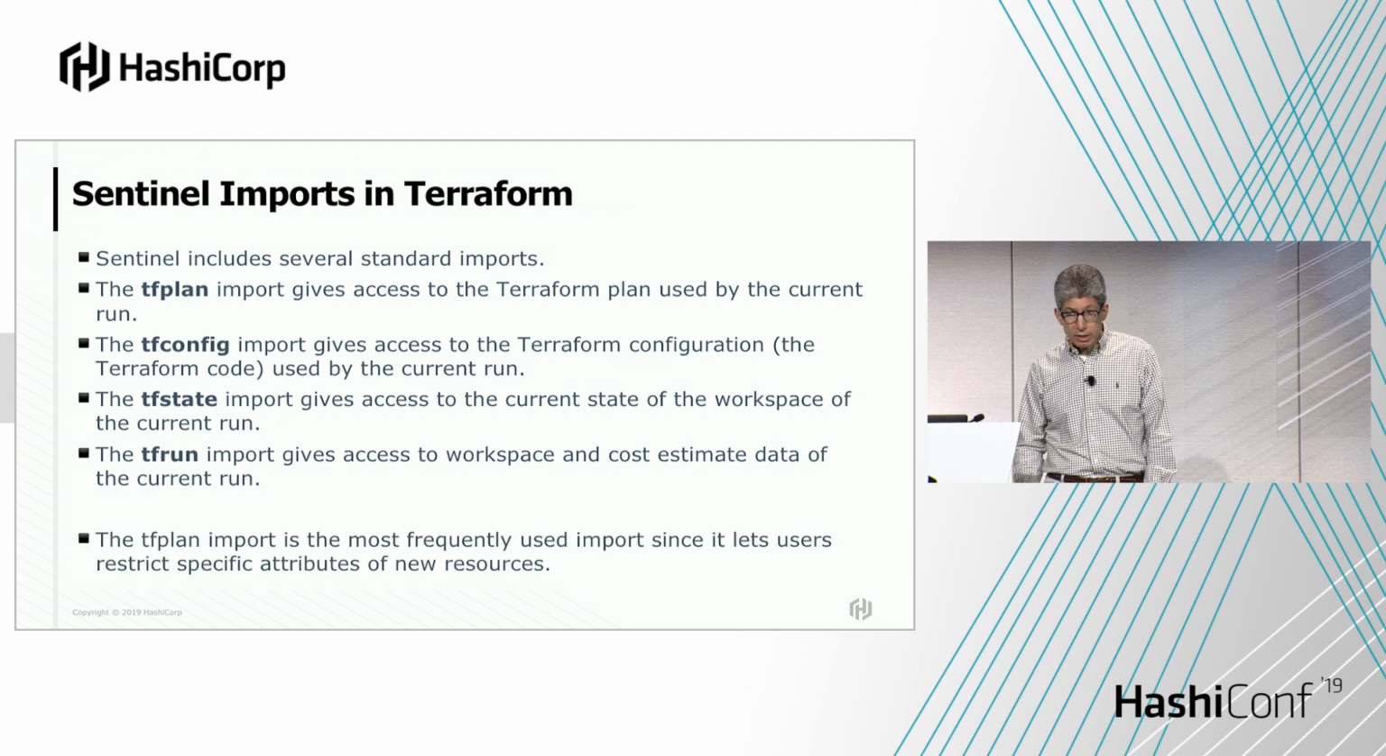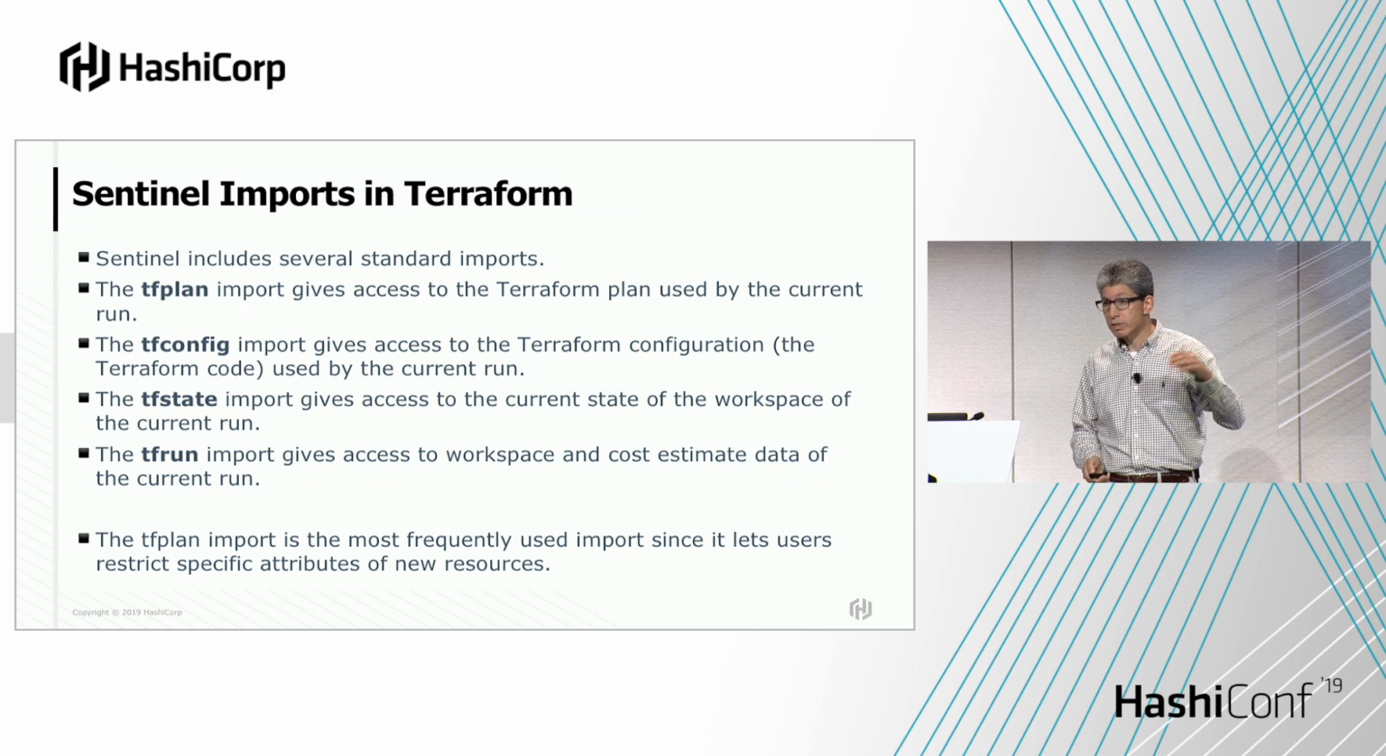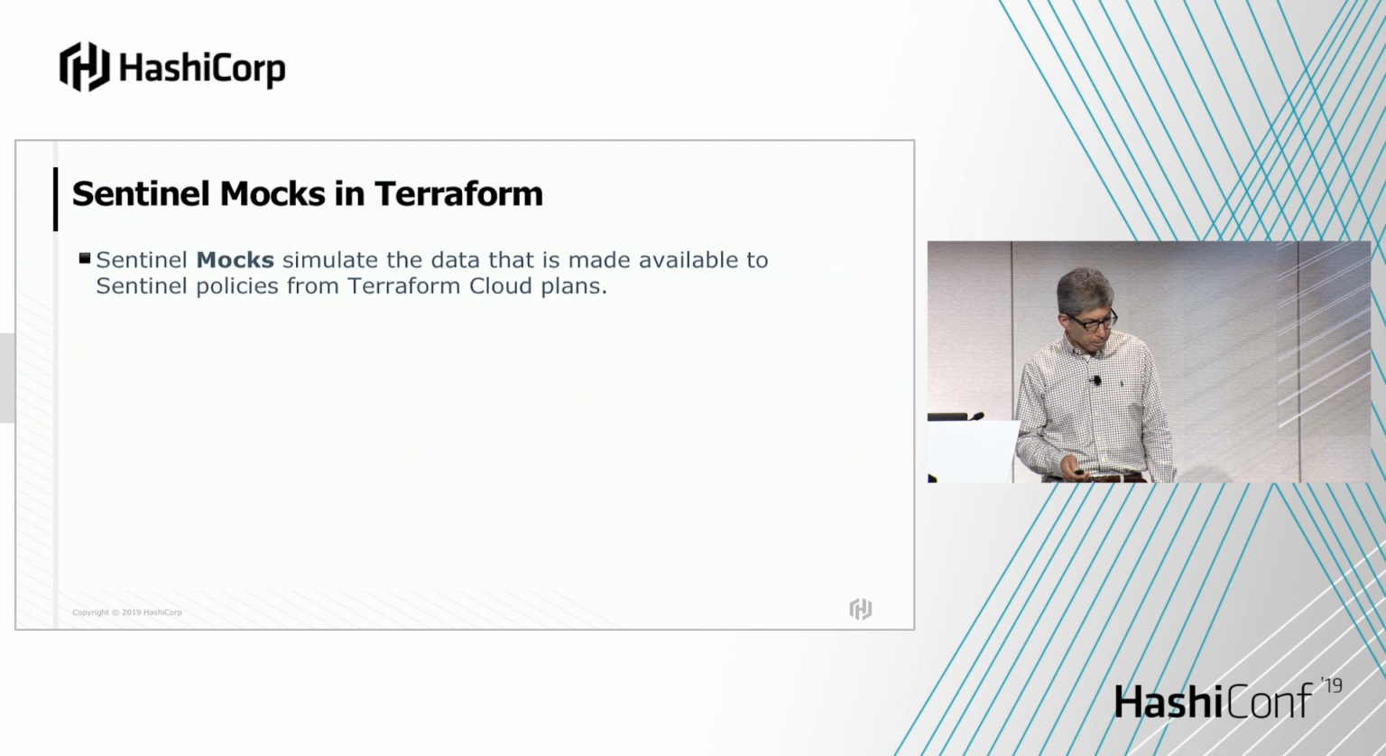The most common of these is the TF plan import, because this is the one that people can use, like I said, to stop the provisioning of resources that would violate your policies, because you're able to restrict specific attributes of specific resources. And by the way, this works with any provider. It doesn't have to be an official HashiCorp provider or a provider on our website. Sentinel can restrict any attribute of any resource of any provider, even if you wrote the provider yourself. So that's all made available to Sentinel.